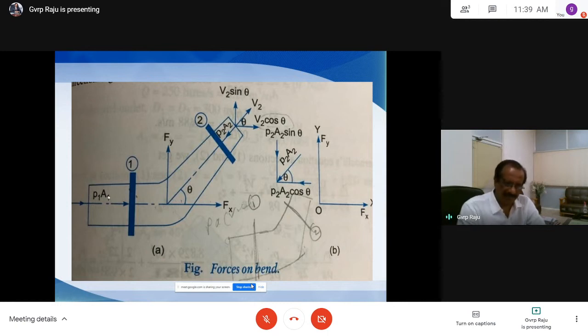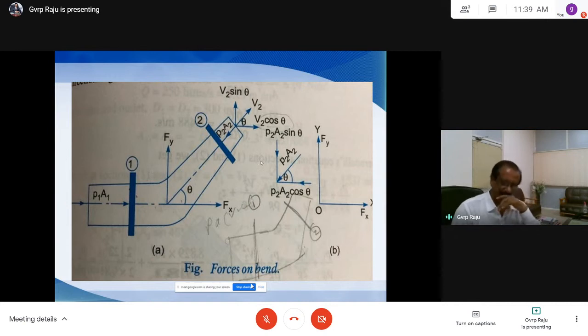The pressure force here is P1A1. The pressure intensity here is P1, and the pressure intensity here is P2. A1 is the cross section area, and A2 is the cross section area. So P1A1 is the pressure force here, and P2A2 is the pressure force here. So one force is the pressure force at section 1 and section 2.